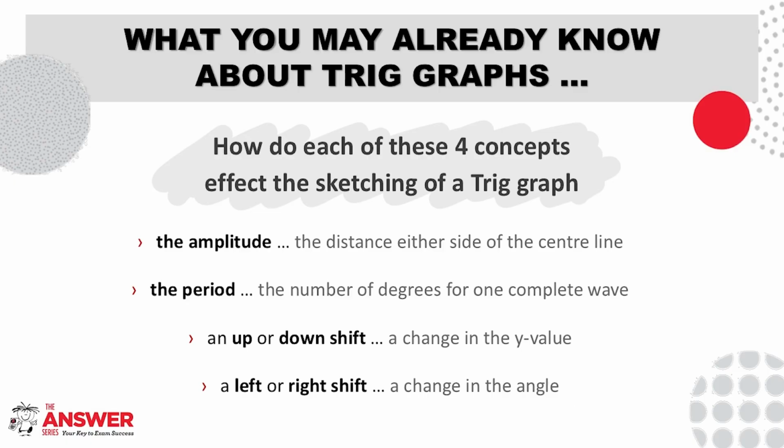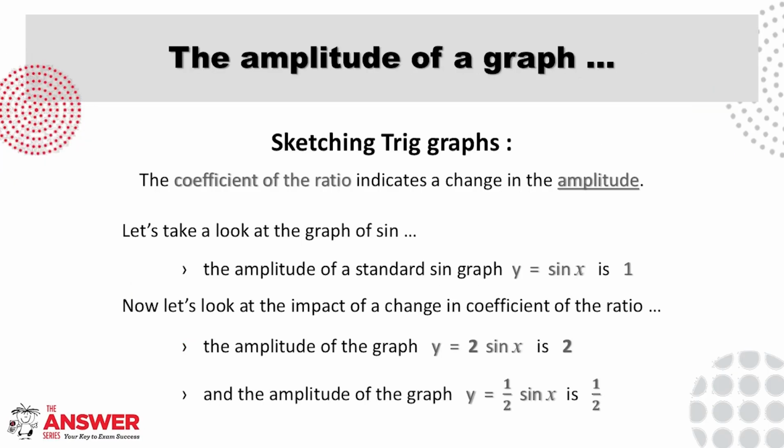You will see as we go through each one of these concepts that I have used the sine graph to illustrate the effect on the sketching, but of course the concepts also extend to cos and tan. So let's start by having a look at what influences the amplitude of a graph. Remember, the amplitude is the distance either side of the center line or midline, and it is the coefficient of the ratio that we need to observe.